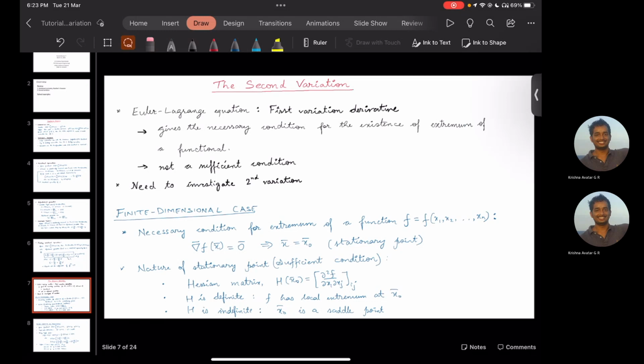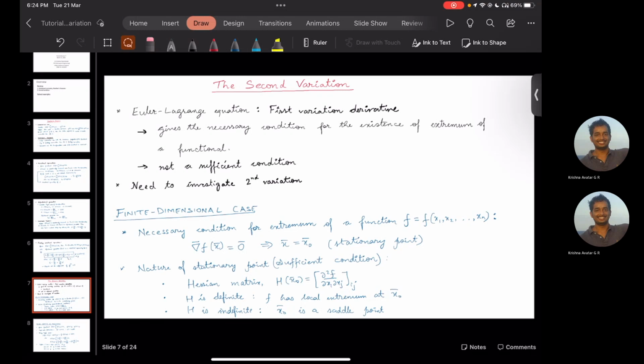Since we have been discussing a lot about Euler-Lagrange equations: fundamentally, the Euler-Lagrange equation is obtained when we equate the first variational derivative of the functional to zero. But what does the Euler-Lagrange equation give us? It just gives us the necessary condition for the existence of an extremum of a function.